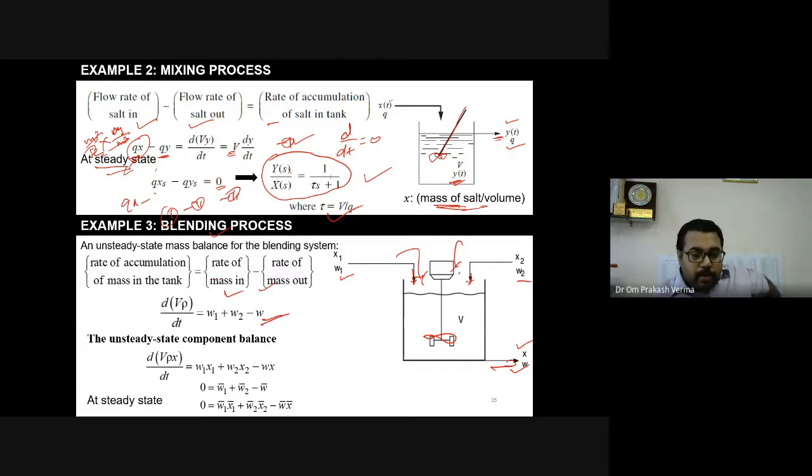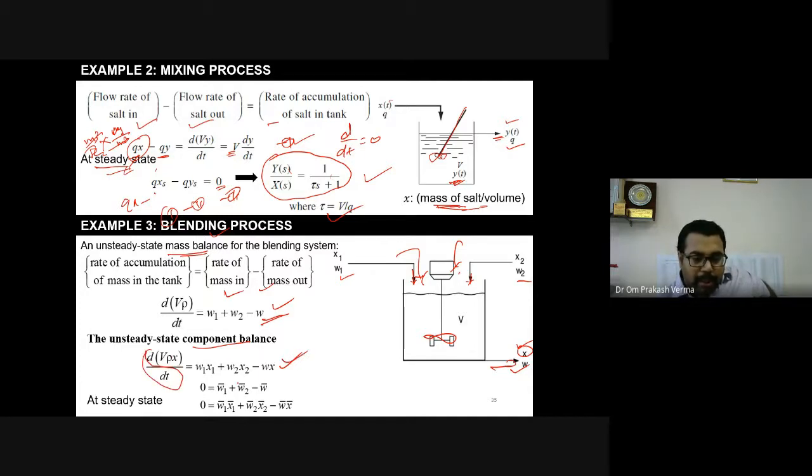Okay, so this is simply the mass balance, not the component balance we are writing. Or now if you want to write the component balance, you can again multiply with w1 x1, w2 x2, and minus wx is equal to what, V rho x, because the concentration of the product is x. So d by dt of V rho x.